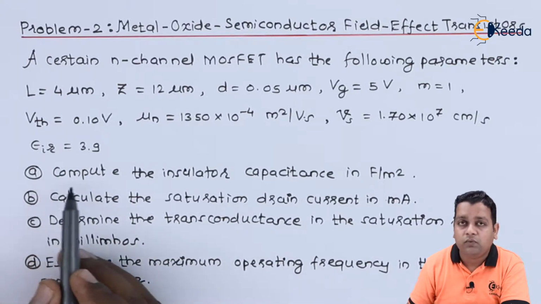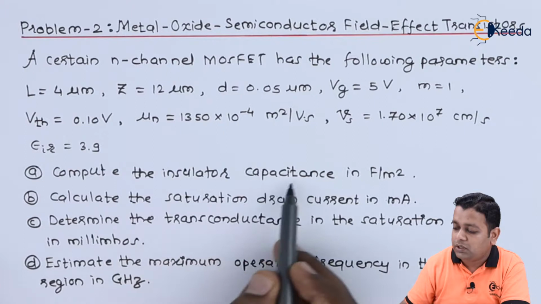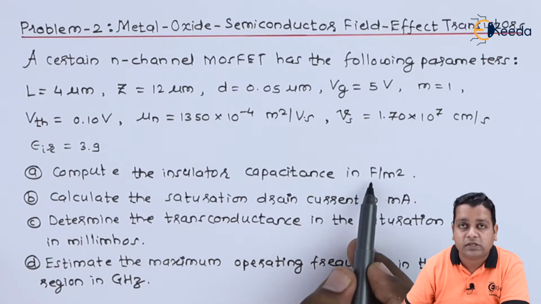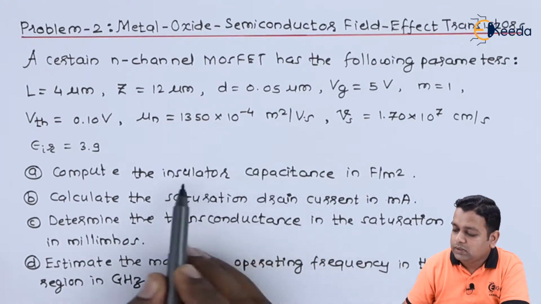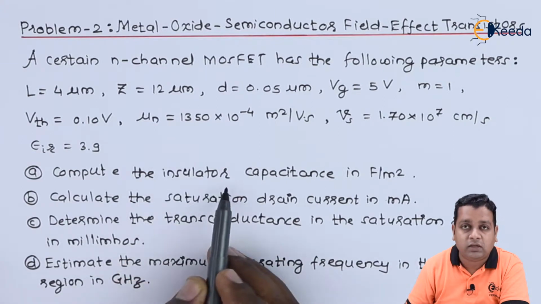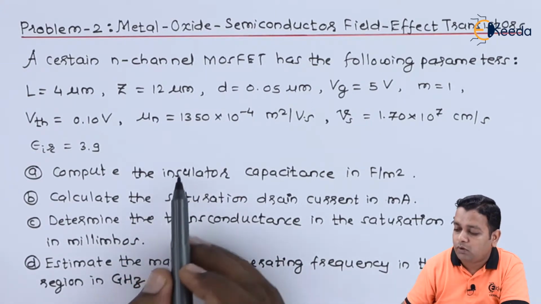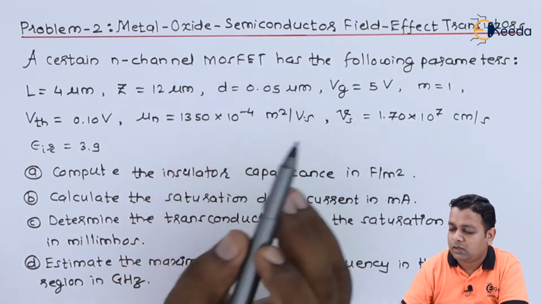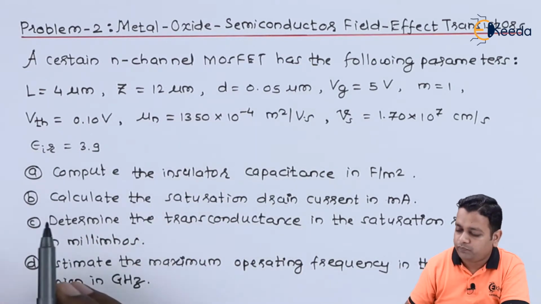In part A, we need the computation of the insulator capacitance in terms of farads per meter square. This is the parameter we have also practiced in the last problem. We need to compute it for the new type of n-channel MOSFET with the given details.